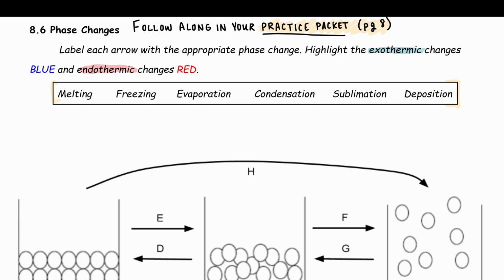Okay, so first let's go over again what endothermic and exothermic are. Endothermic means energy is being absorbed, and that capital E just represents energy. And exothermic means that energy is being released, so it releases energy. All these phase changes are going to either absorb energy or release energy in order to get to some different phase.